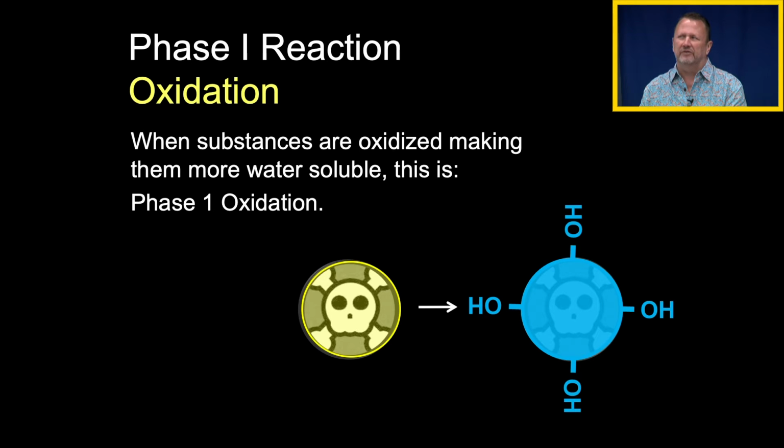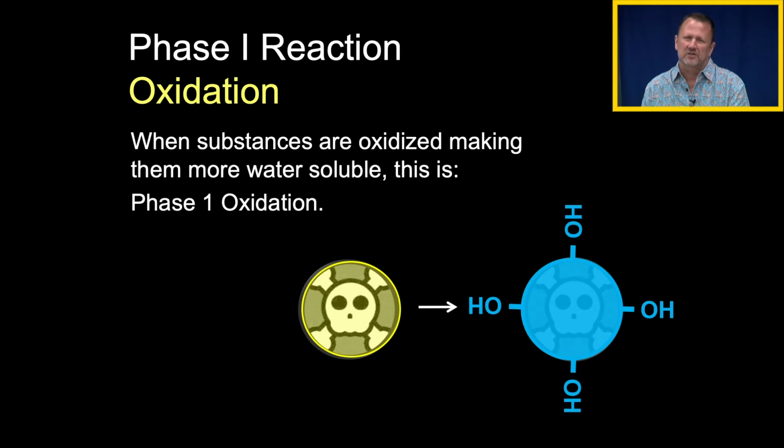Please do not be confused and think that phase 1 has to happen before phase 2. That is not the case at all. We can have phase red and phase blue because they don't have to occur in any order, and some drugs undergo both. Some drugs will undergo phase 1 reactions and phase 2 reactions.